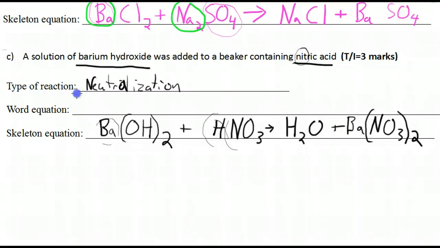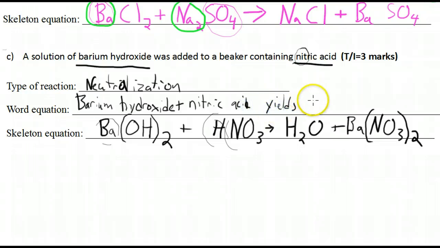Okay, so now we can write this out. So barium hydroxide plus nitric acid yields water, or if you wanted to be fancy, because it's covalent, you could call it dihydrogen monoxide, plus barium nitrate. So remember, it's a polyatomic ion, so it ends in -ate.